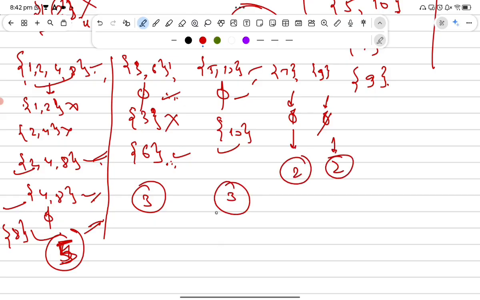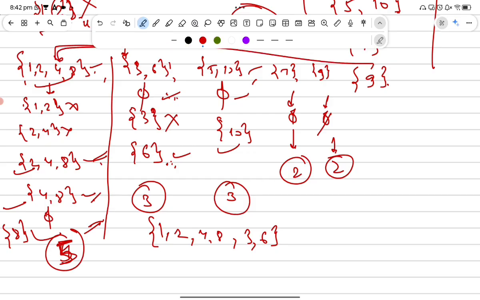Now, what to do? Can I not make a merger of these two sets? Like, can I not mix these? Like 1, 2, 4, 8, 3, 6. I can, right? No condition is getting violated. I can merge all of them together, some of them together. That will also be a valid subset. So what to do now?